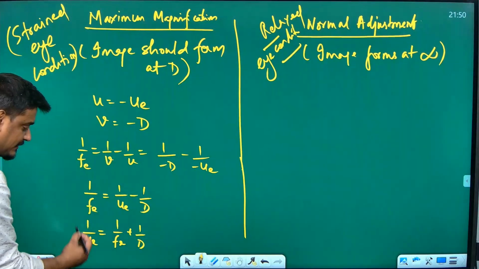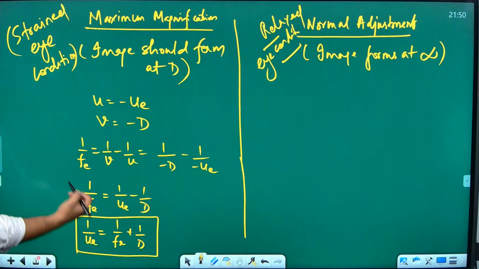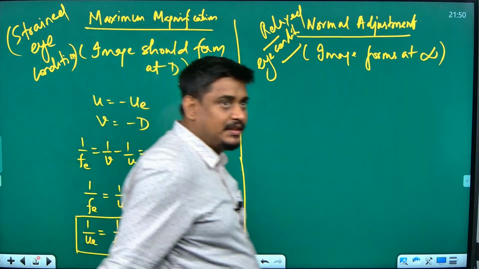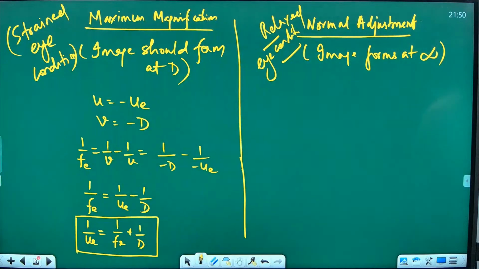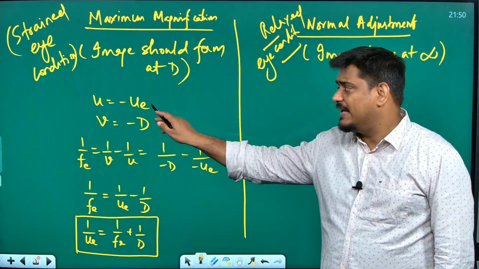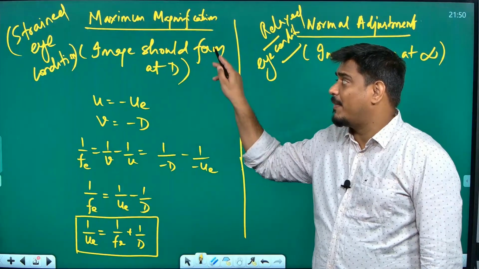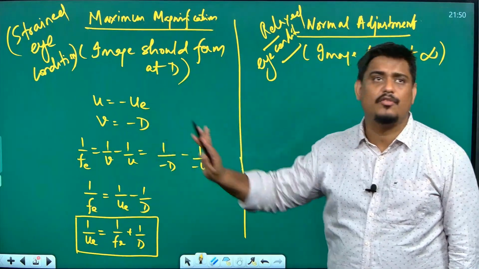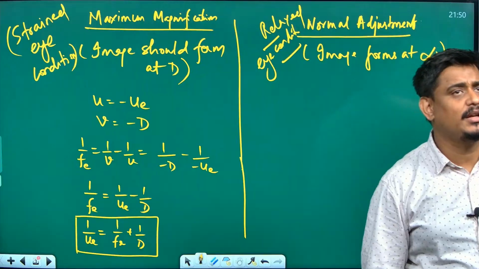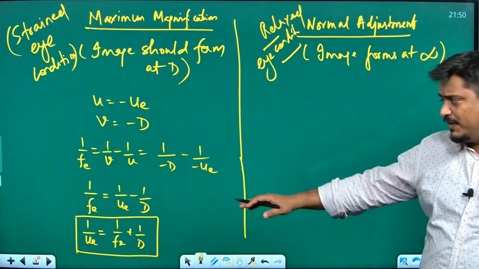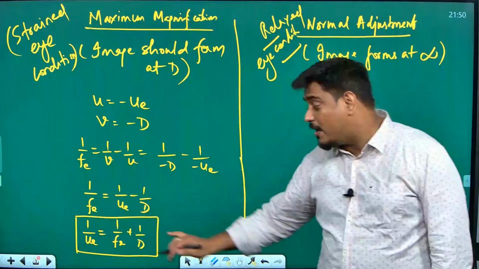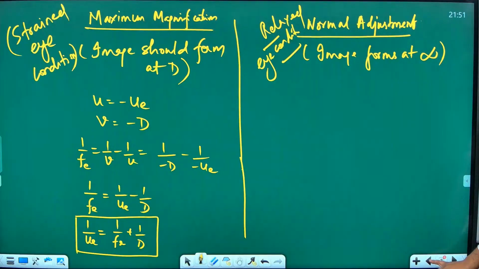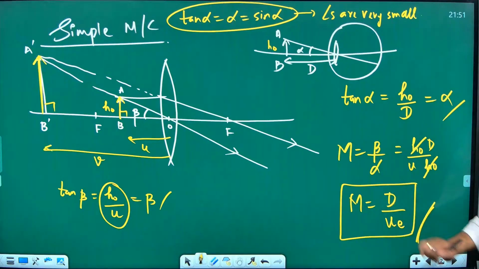Can I write like this? I have just rearranged the terms, nothing much. So here I have taken object distance as ue, image distance as d, because I told you the image should form at d. Then I put it in the lens formula, and I got the value of fe. I rearranged the terms and I got 1 by ue. Why did I get it in terms of ue? Because I have the formula m is equal to d by ue.